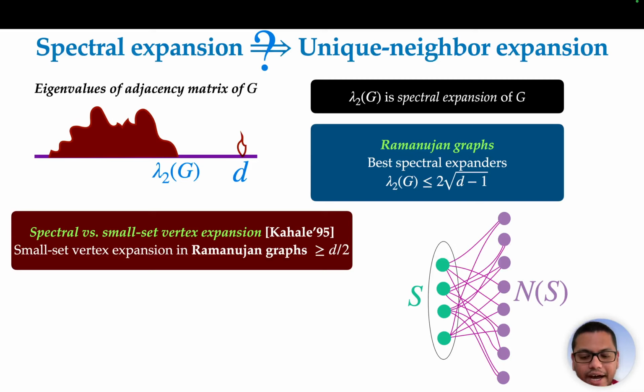But one might ask, can Kahale's result be improved? And also, if it cannot be improved, is there some other way in which small spectral expansion implies small set unique neighbor expansion? And the answer to this is an emphatic no. In fact, we know that there exist Ramanujan graphs where small sets have no unique neighbors at all. This was most recently proved in a work of Kamber and Kaufman. And there are also older results which establish a similar statement for near Ramanujan graphs.